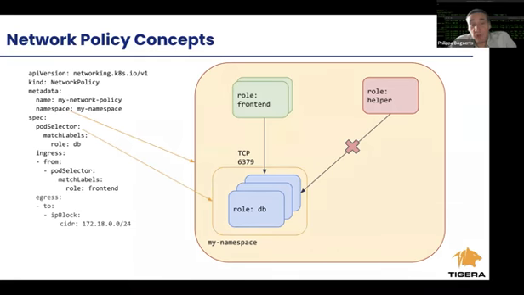Next, we have to tell our API on which pods we want to apply a set of rules. As you can see, this is done by the pod selector statement here. It will apply the rules on every pod with the label role DB. So in this case, only the DB pods.